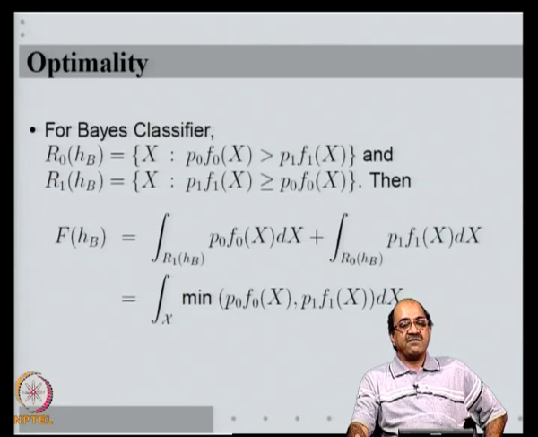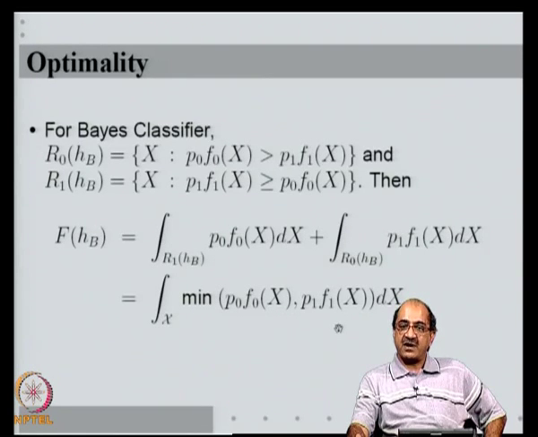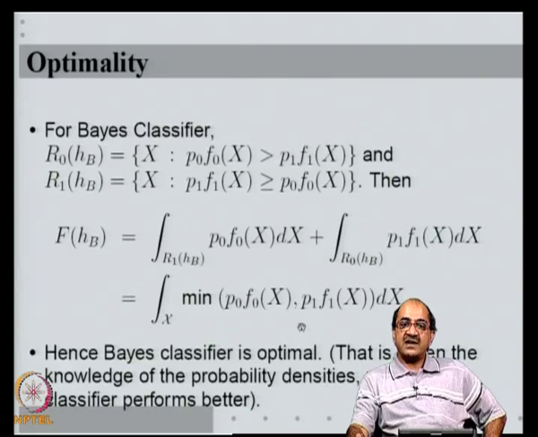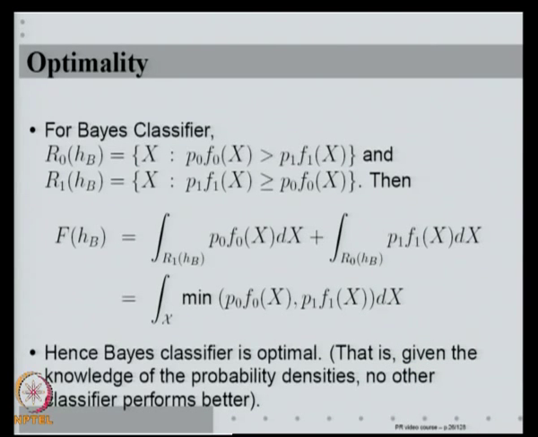Since for every classifier h, f of h is an integral where at each x we have to put either p0 f0 or p1 f1, and both of them are positive quantities, and the Bayes classifier at each x picks the minimum of them. No classifier can do better than this. So, the Bayes classifier is optimal in the sense that its probability of error is less than that of any other classifier. That is, given the knowledge of the probability densities, no other classifier can perform better. That is a very strong result.